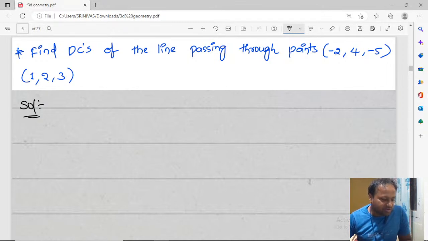These are important problems, 1 mark questions. It will be helpful to you a lot for the upcoming exam.